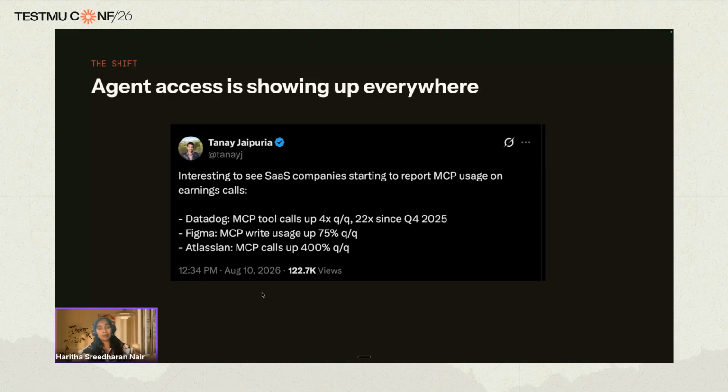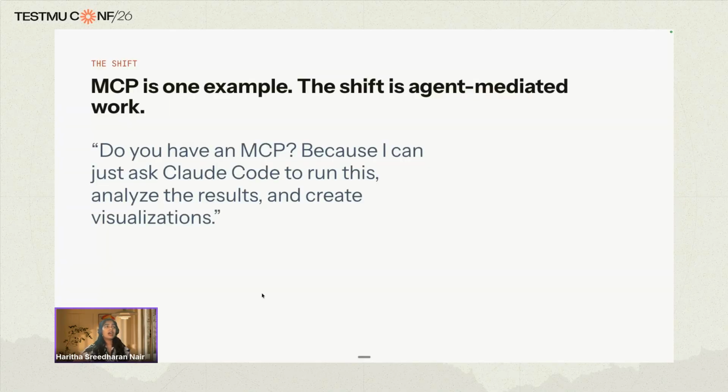And this shows the same paradigm shift from a more business perspective of where the volume is coming from, where users are coming from. But MCP is just one example. The general shift is agent-mediated work. And we have heard from our potential customers a lot of times, when we have conversations and show the product, at the end of the conversation, they're like, hey, but do you have an MCP? Because I can just ask Claude Code to do all this and not have to learn how to use a new UI. And that is where the industry is today, where this becomes a prerequisite for every single product.